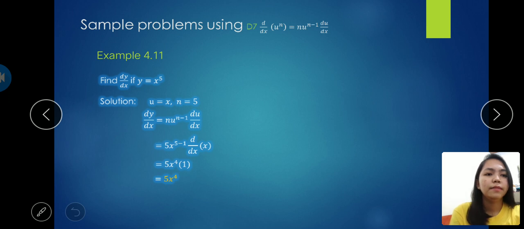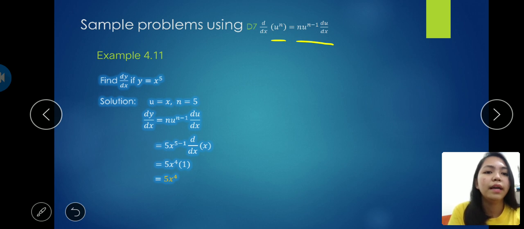So, last rule is the power rule. So, familiar naman ata kayo dito. So, basically, we have the term u raised to n. So, si u is the function, then n is any real number, yung exponent niya. So, we have n times u raised to n minus 1 times the derivative of u with respect to x.